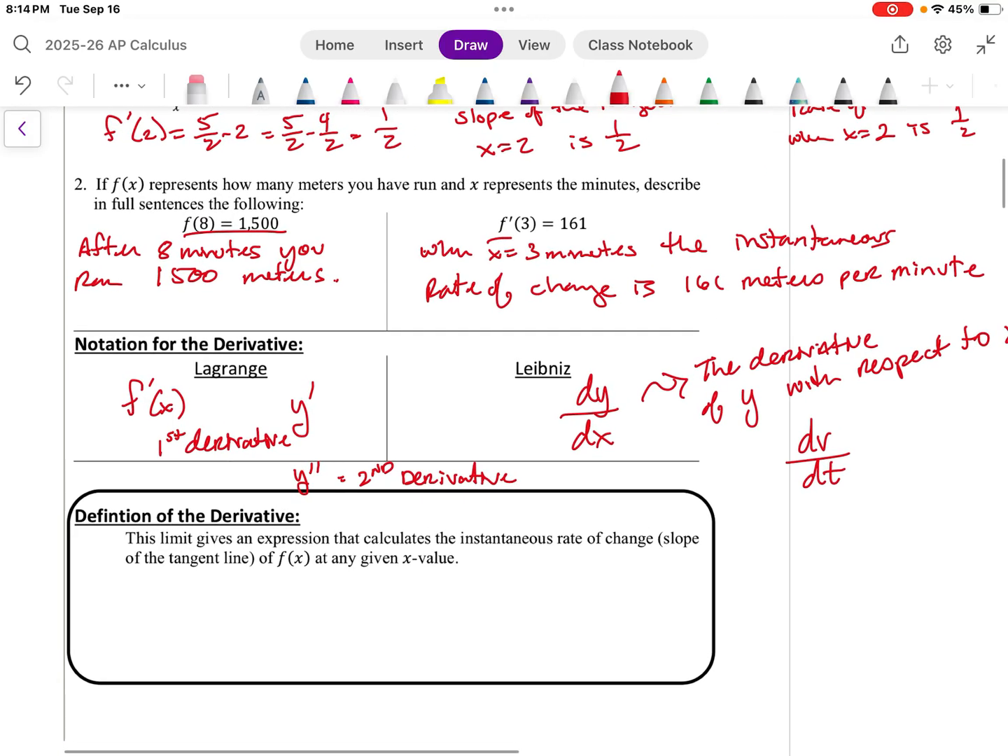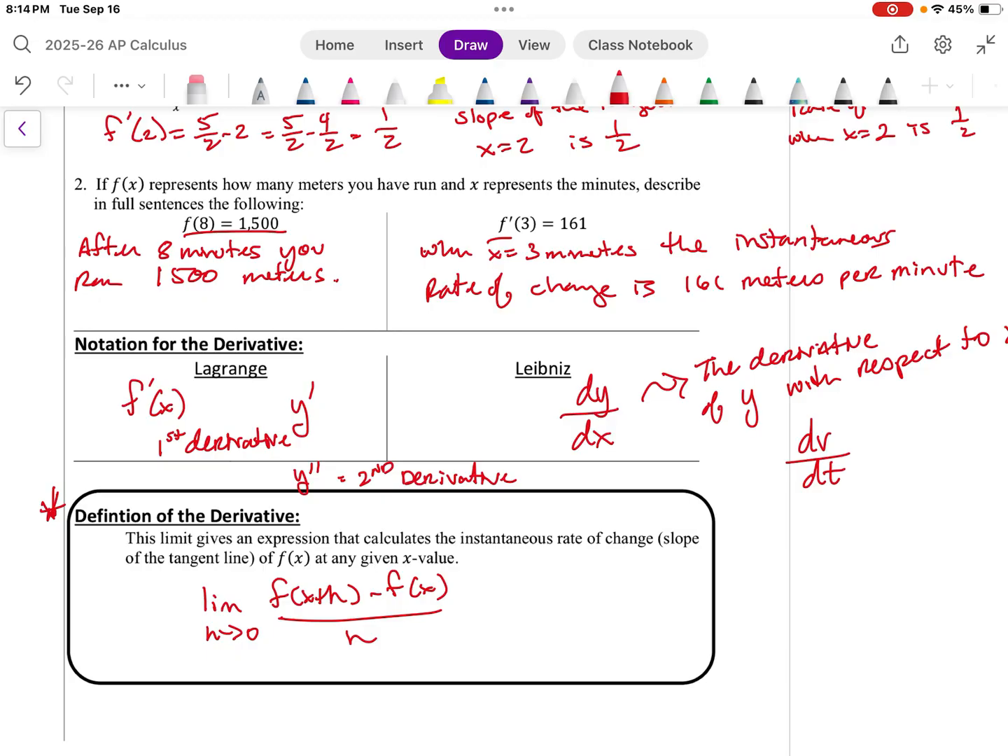The definition of derivative is a key thing that you're going to have to be able to show, maybe on a free response question subpart: find the derivative of a function using the definition of a derivative, and that involves using the limit process. So this limit gives us an expression, and here's what it looks like. It says the limit as h approaches 0 of f of x plus h minus f of x, over h. We started using that a little bit in class yesterday.